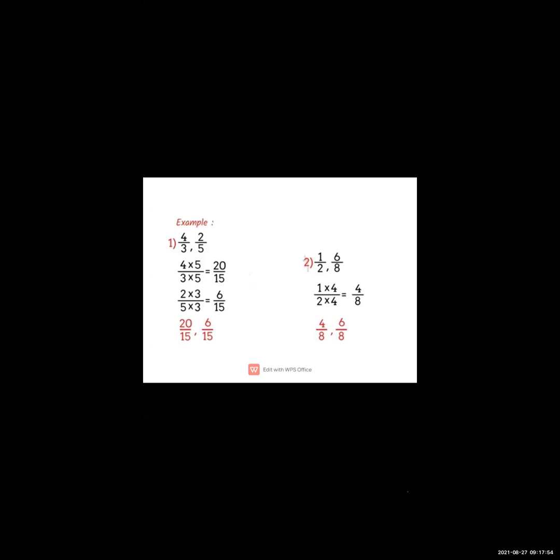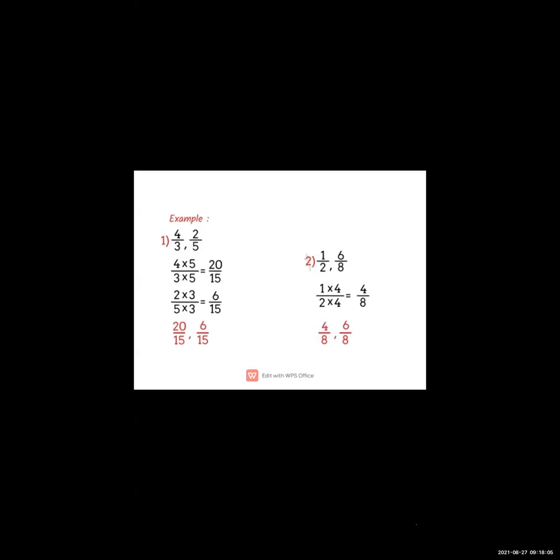Here two examples are there showing how to solve the sums. Okay, 4 upon 3 and 2 upon 5. Both are unlike fractions. We have to convert them into like fractions. So 3 and 5 both are not going in that table. 5 is not going in the 3 table and 3 is not going in the 5 table. Correct? See here.